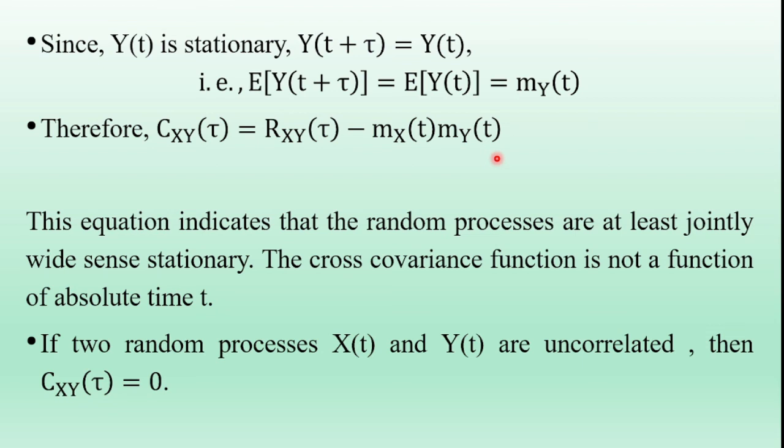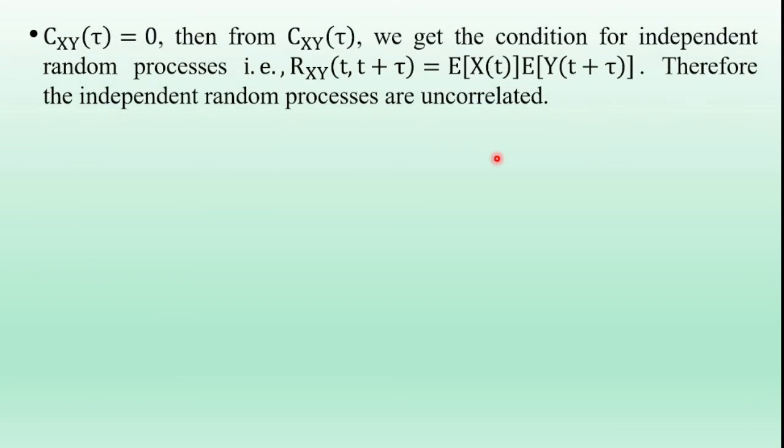If two random processes X(t) and Y(t) are uncorrelated random processes, then the cross-covariance function of the two random processes is 0. That is C_XY(tau) is equal to 0. Then we get the condition for independent random processes, that is R_XY(t, t plus tau) is equal to the expectation of X(t) into the expectation of Y(t plus tau). Therefore, independent random processes are also uncorrelated. If C_XY(tau) is equal to 0, the cross-correlation function of the random processes is the product of their individual expectations. That means the random processes X(t) and Y(t) are uncorrelated random processes.